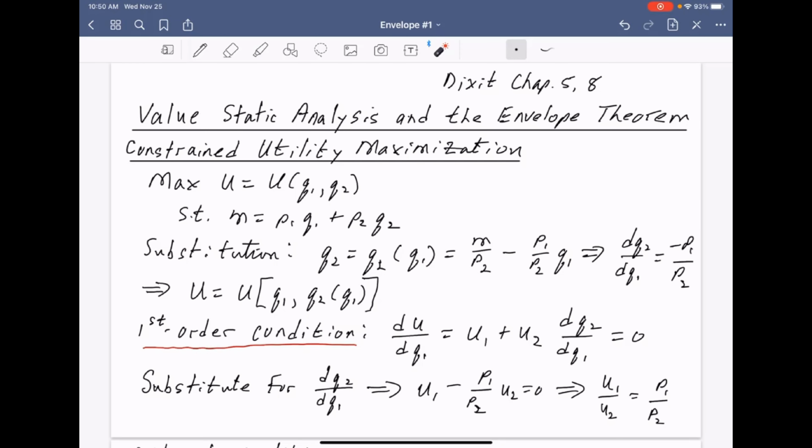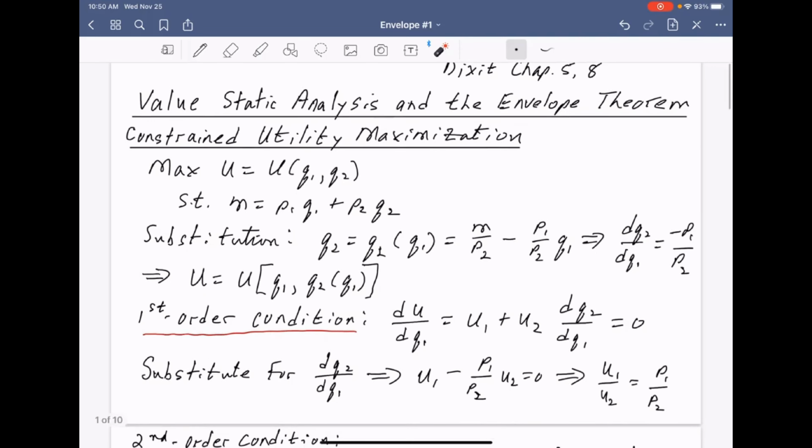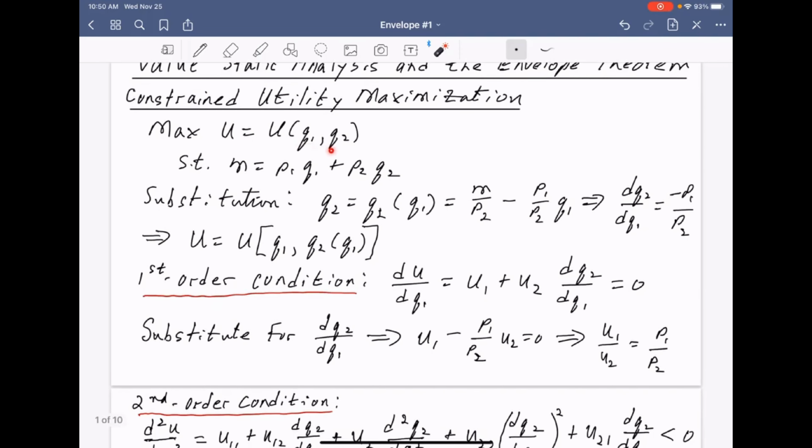In this video, we're going to look at chapters 5 and 8, not all of these chapters, but a large part of them. We're going to look at value static analysis and the envelope theorem. And we're going to begin with the usual problem of constrained utility maximization, where we maximize the utility as a function of Q1 and Q2, subject to our budget constraint where M is income or budget, and it's equal to the price of 1 times Q1 plus the price of 2 times the amount of Q2 that's purchased.